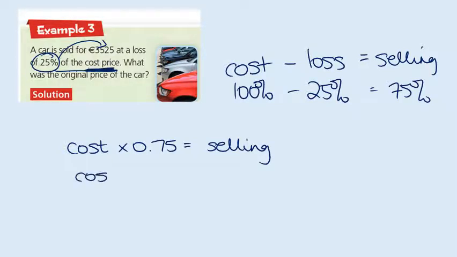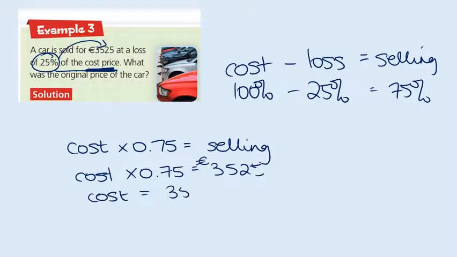So cost times 0.75 equals 3,525. So to get your cost price, just divide 3,525 by 0.75 or 75%, and that leaves you with €4,700.